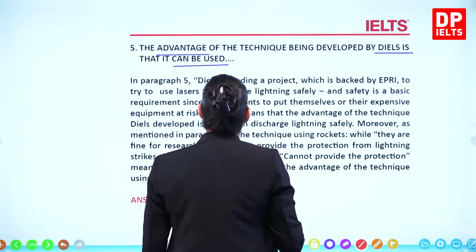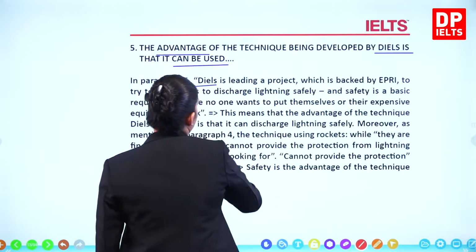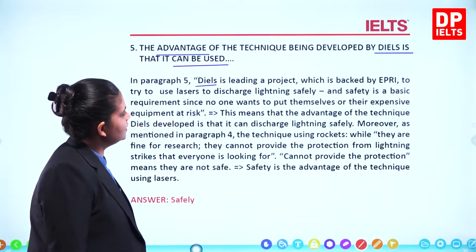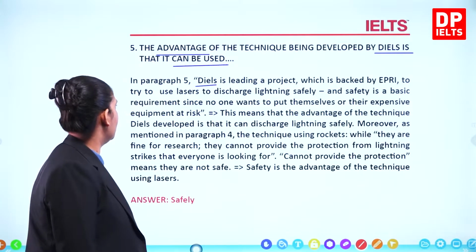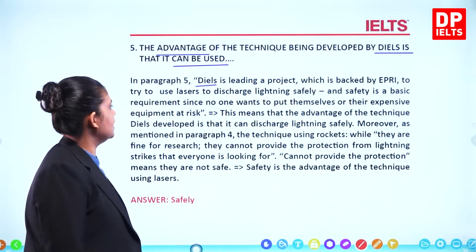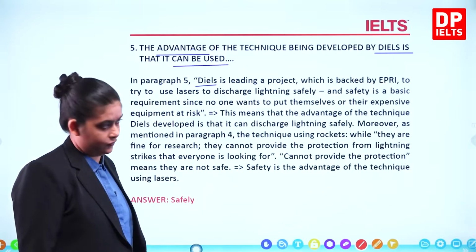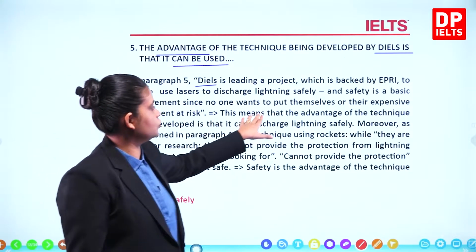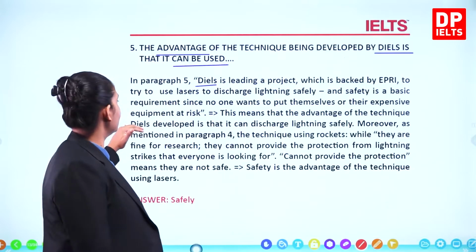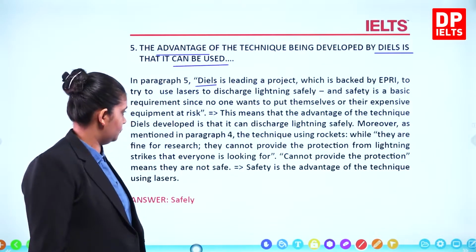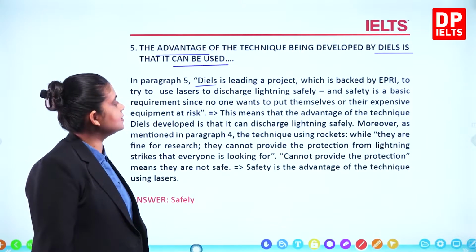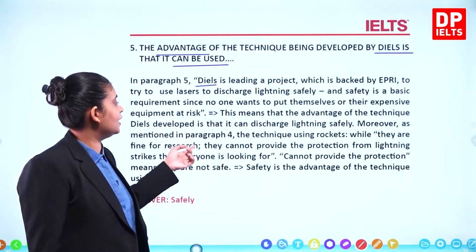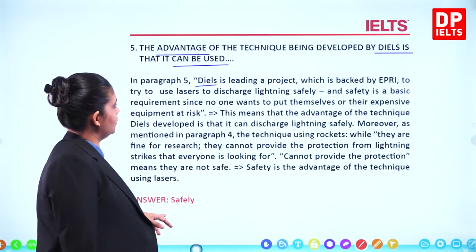Okay. In para 5, Diels is a leading project which is backed by EPRI and to try to use lasers to discharge lightning safely. The safety is a basic requirement since no one wants to put themselves or their expensive equipment at risk, right? This means that the advantage of this technique Diels developed is that it can discharge lightning safely, right?